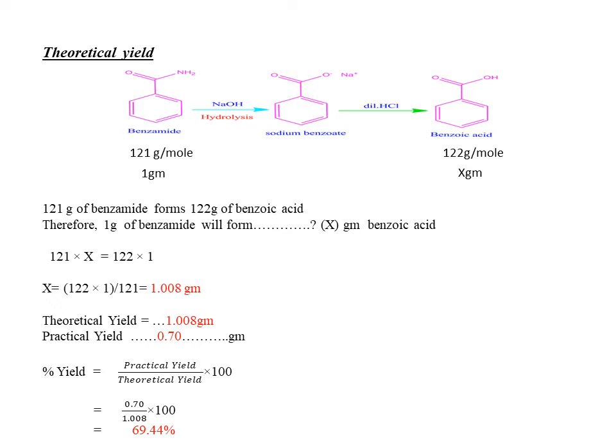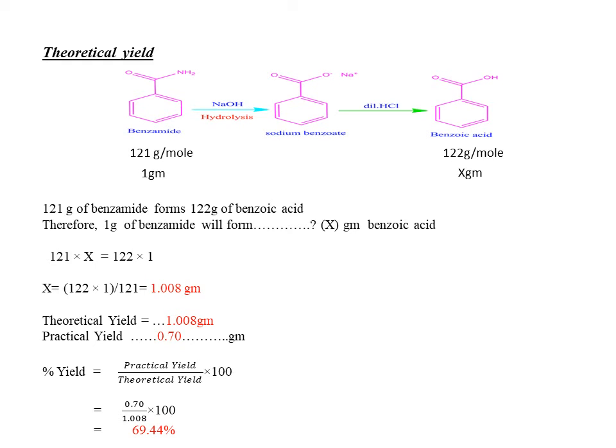In this reaction, the starting material is benzamide and the end product is benzoic acid. So 121 gram of benzamide forms 122 gram of benzoic acid. Therefore, 1 gram of benzamide will form how much benzoic acid? Here in the procedure, we took 1 gram of benzamide. That's why we consider only 1. So 121 multiplied by x is equal to 122 into 1. So x is equal to 122 into 1 divided by 121. So the answer is 1.008 gram. That is our theoretical yield.